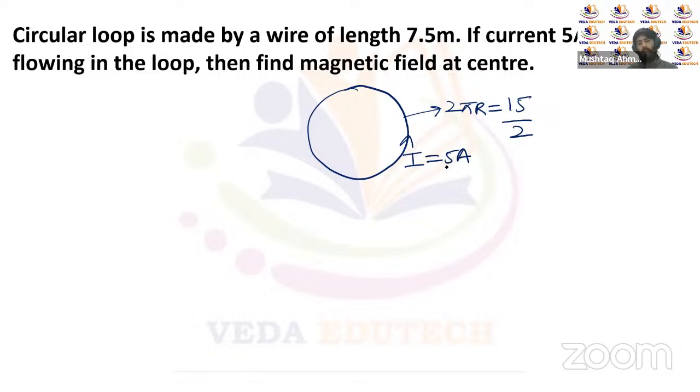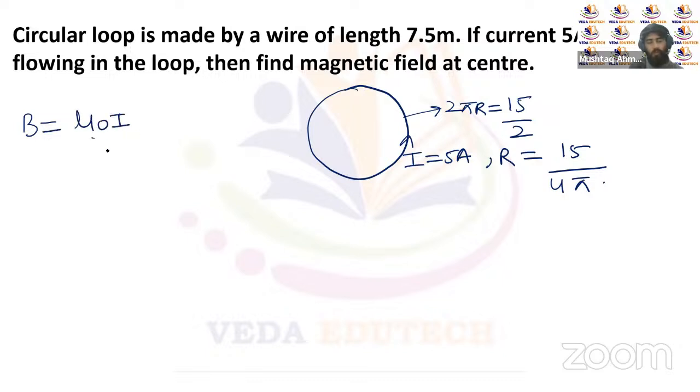The current is given as 5 amperes, and the radius of the circular loop is 15 upon 4 pi. That's the radius of the circle. Therefore, the magnetic field at the center of the circle will be mu naught I upon 2r, which is mu naught multiplied by 5, divided by 2 times r.